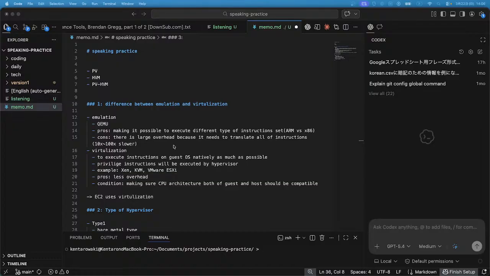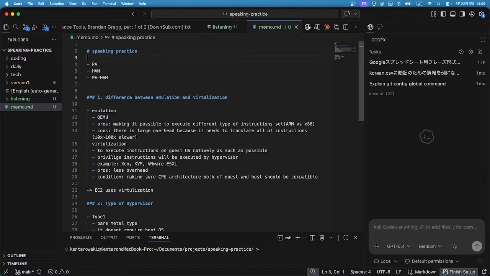And I changed the topics I'm going to talk about, because I needed to study about technology for my work. So today I'm going to study about virtualization, which is a technology to make it possible to run guest OS.